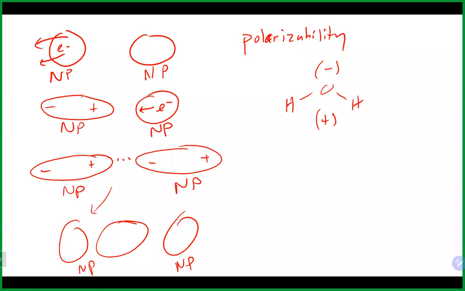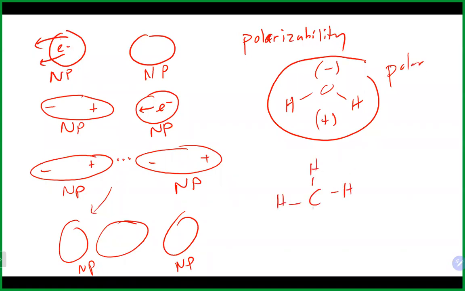So our water, like I said, is good to go, which is why it's polar. Something like CH4 would need something like this to occur to allow it to interact. And again, that's why these are the weakest of all of them. So dispersion forces are typically how nonpolar molecules interact with each other, and it is the weakest of all three of those forces. Any questions on that?